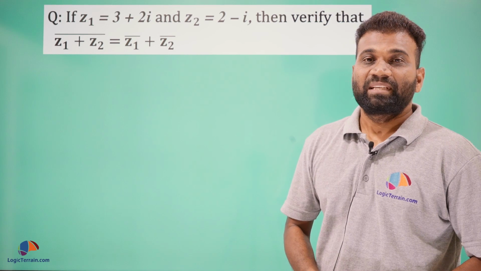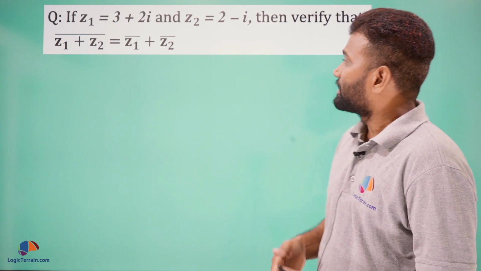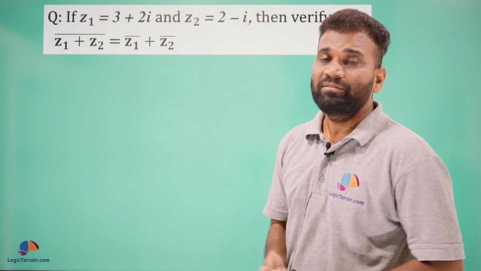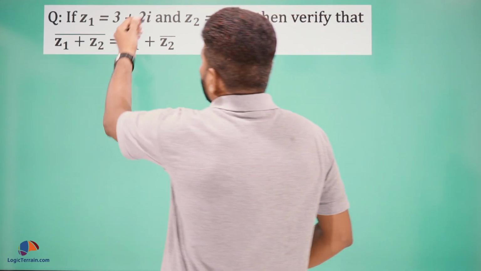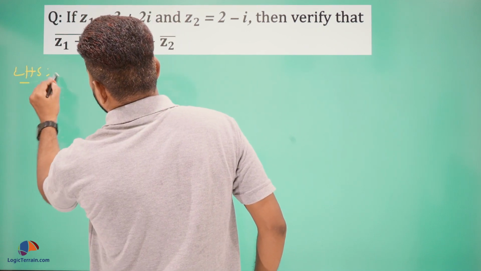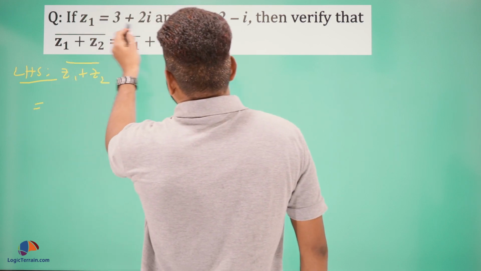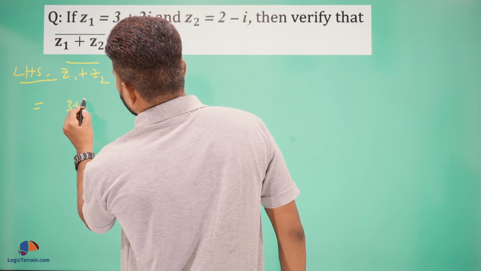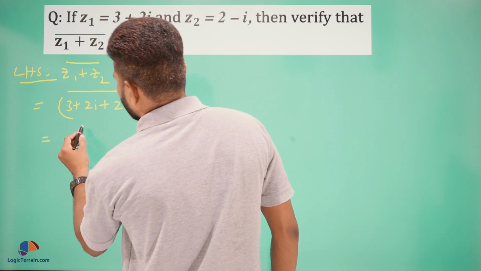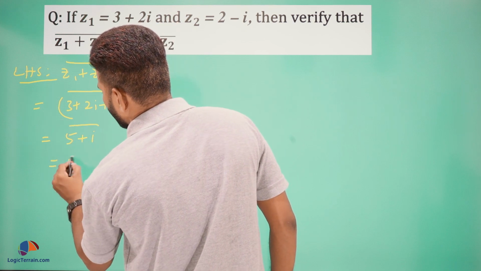Here is our next question. If Z1 is equal to 3 plus 2I and Z2 is equal to 2 minus I, then verify that the conjugate of Z1 plus Z2 is equal to the conjugate of Z1 plus the conjugate of Z2. So let's verify. First we'll find the LHS part, that is Z1 plus Z2 whole conjugate. So Z1 plus Z2, that is 3 plus 2I plus 2 minus I whole conjugate, which is 3 plus 2, 5 plus 2 minus I conjugate. This becomes 5 minus I.